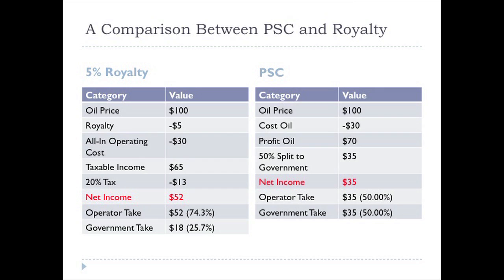Moving along, this is the difference between a production sharing contract and a royalty. So usually you have a cost. The cost oil goes back to the company. And as I said before, this doesn't mean the company has earned this money. It just means they've taken this oil and invested it in order to produce this oil in the first place. So you have the profit oil, 50% goes to the government. Government take is about 50%. With a 5% royalty, government take is closer to around 26%.